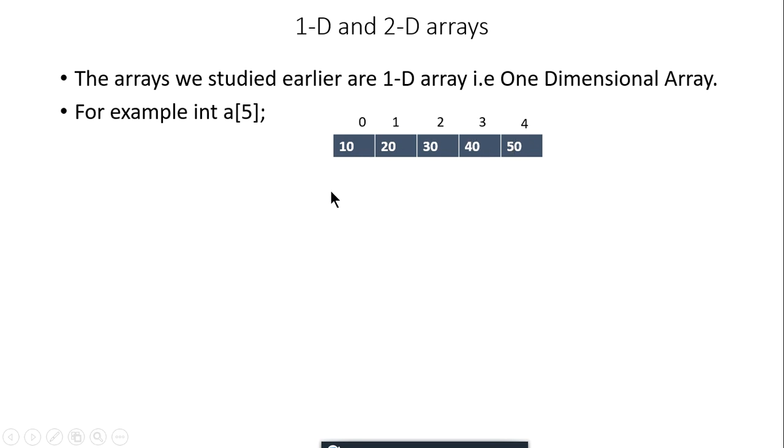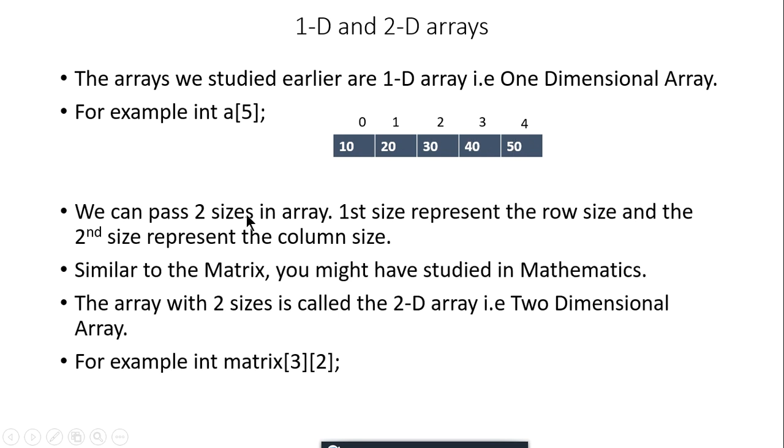Now we can pass two sizes in the array. The first size will represent the row size and the second size will represent the column size. You guys might have studied matrices in mathematics. In matrices, the elements are stored in the form of rows and columns, and there is a row size as well as a column size. The same thing can be done in programs using C or C++ language as well. So in a 2D array, I will pass two sizes.